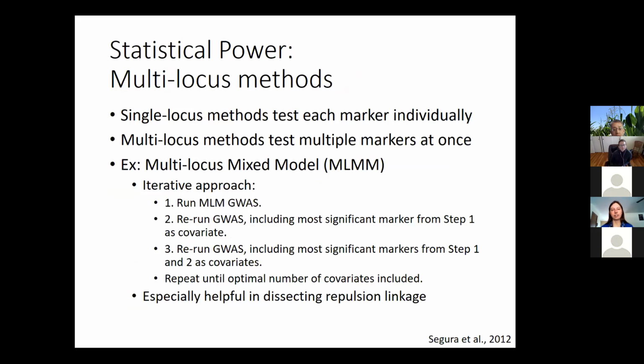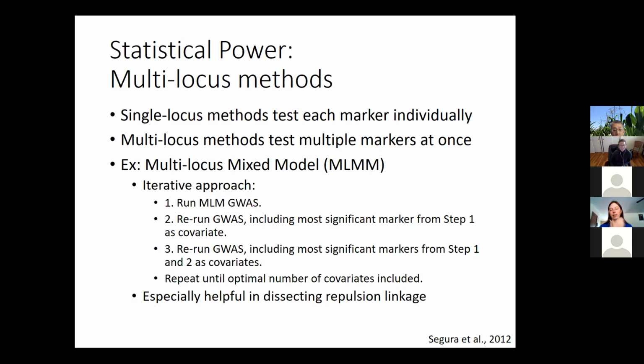Another improvement in the statistical power of GWAS came from multi-locus methods. Single locus methods, like what I talked about in that basic example at the beginning, just look at each marker individually and its association with the phenotype. Multi-locus methods, though, test multiple markers at once. The first example of this was the multi-locus mixed model, or MLMM. This is an iterative approach.